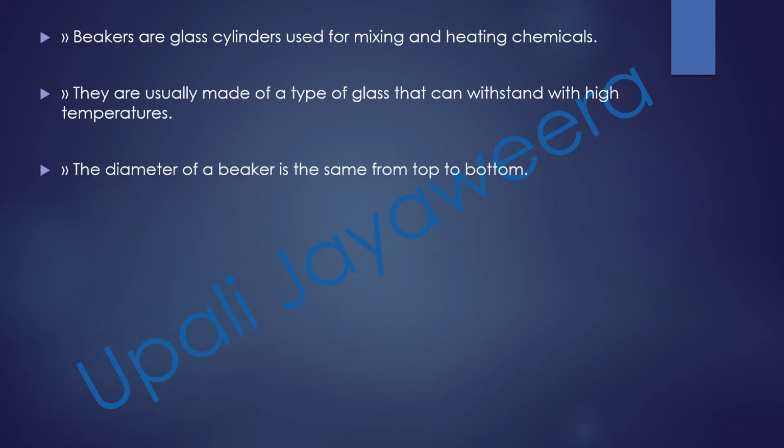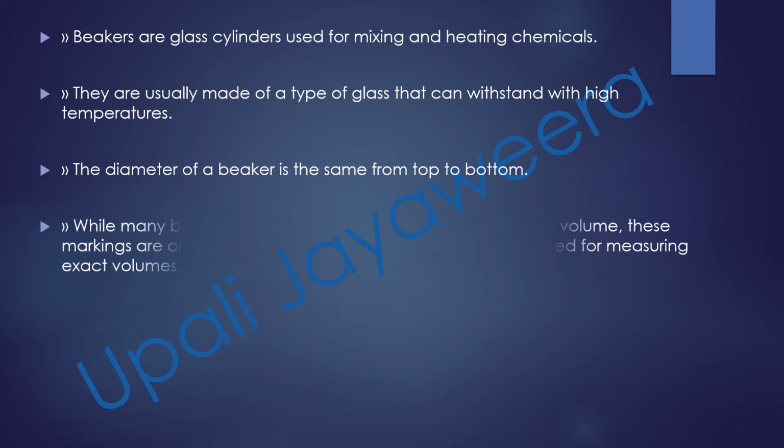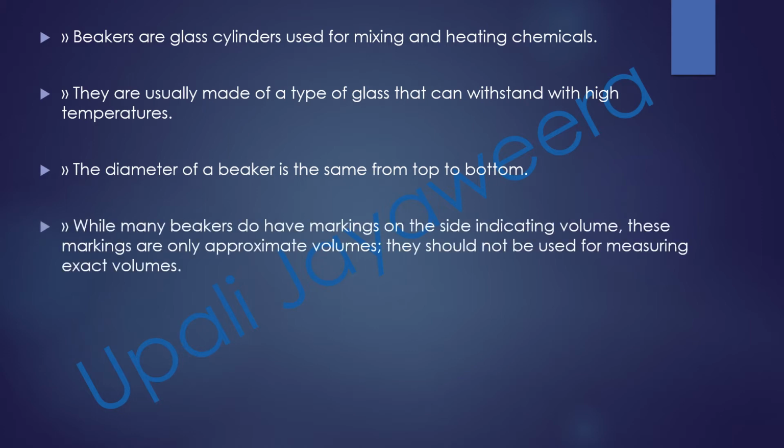The diameter of a beaker is the same from top to bottom. While many beakers do have markings on the side indicating volume, these markings are only approximate volumes. They should not be used for measuring exact volumes.